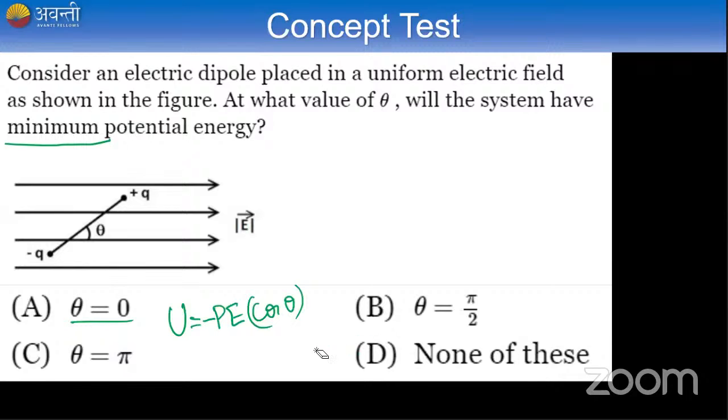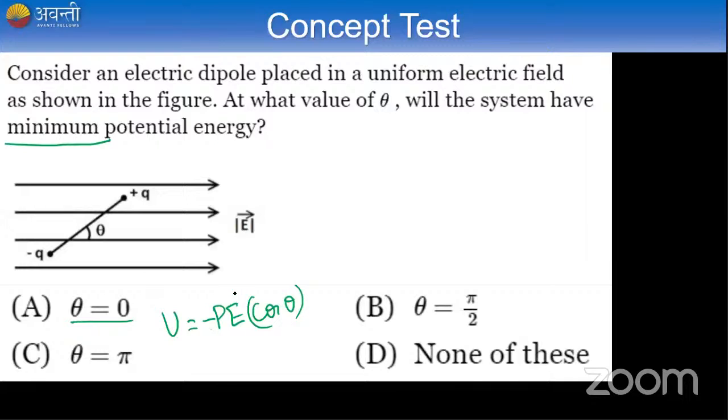I think everyone is forgetting the negative sign. Please don't forget the negative sign. U is equal to minus P cos theta. Yes, guys, now you are correct. I hope everyone is getting that. So don't miss the negative sign, okay? Yes. So I'm going to end the poll.